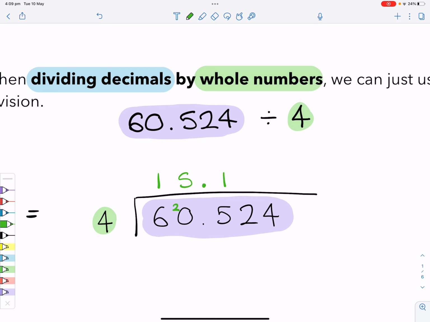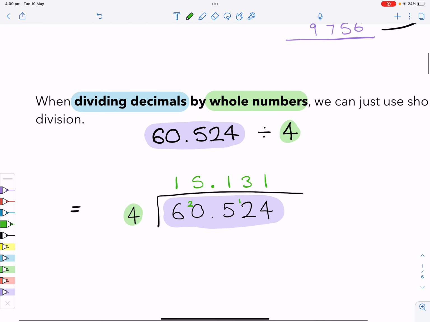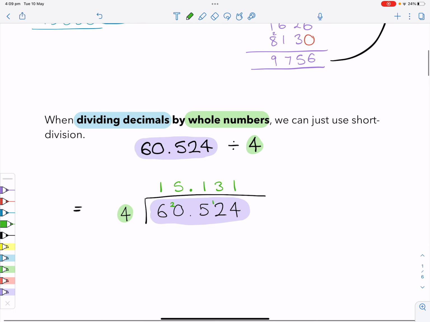So 4 fits into 5 once, and it has 1 left over. 4 goes into 12 exactly 3 times. 4 goes into 4 exactly once. So that's our actual answer there. I don't have to rewrite it all over again, but this is the answer to the problem. So that one is really easy.